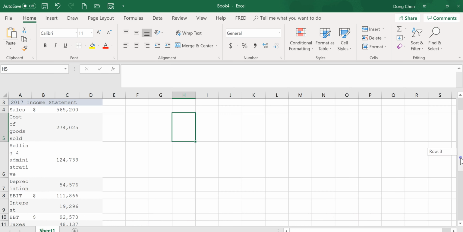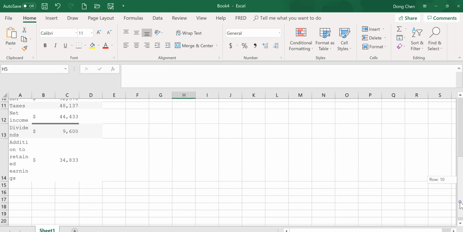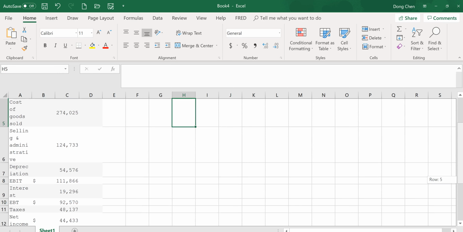And then we subtract the taxes, then we arrive at the bottom line of the income statement, which is the net income. And then we know that a portion of the net income can be given back to shareholders in the form of dividends, and the remaining is retained inside the firm in the form of the retained earnings. So this is the addition to retained earnings. That's a general income statement.